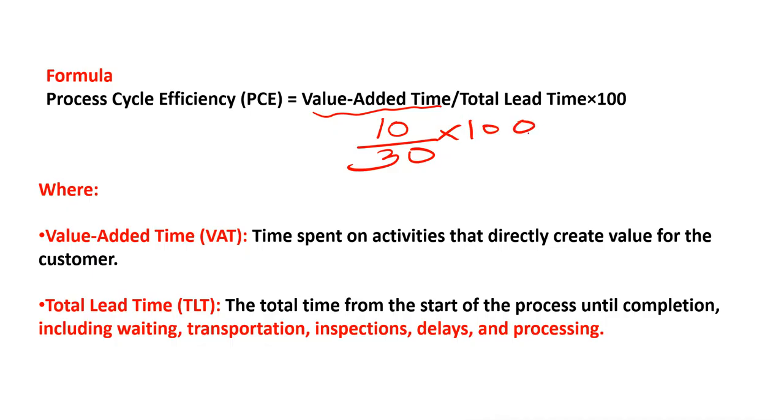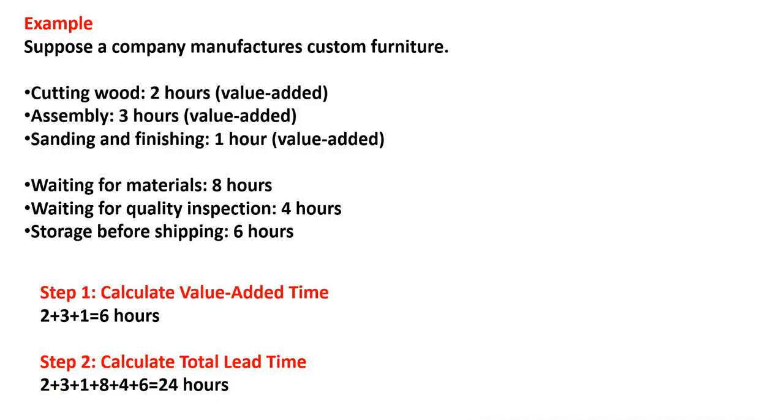Usually we express this process cycle efficiency in percentage. Value added time is spent on activities that directly create value for the customer, while total lead time is from the start of the process until completion, including waiting, transportation, inspection, delay, and processing. Here I have made a very simple example for you.